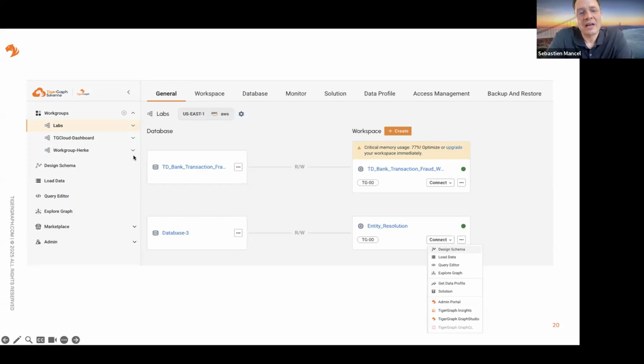So in this instance, I've got my workspace and I've already loaded the entity resolution solution kit. And what I'll do is navigate directly into the graph schema, where we'll do a deep dive into how entity resolution is modeled and how it's executed in TigerGraph.